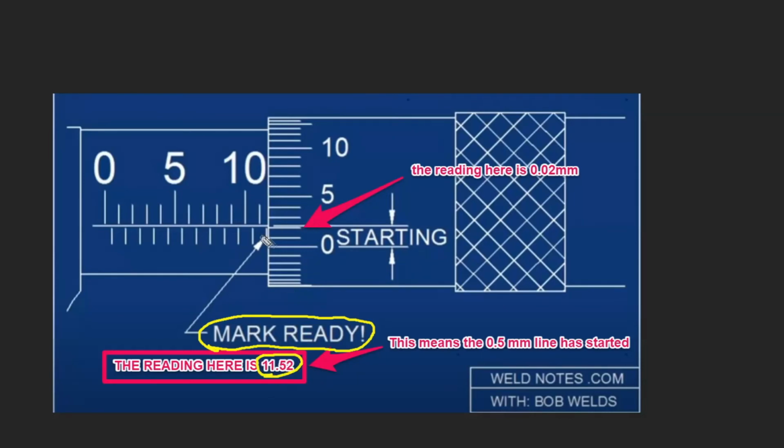11.52 millimeters, because this mark is ready, and now we're adding from 11.50, we're adding 0.02 millimeters, the measurement we got here, to the 11.50 we already got, since this mark is ready. And that's all you need to know about the micrometer screw gauge.